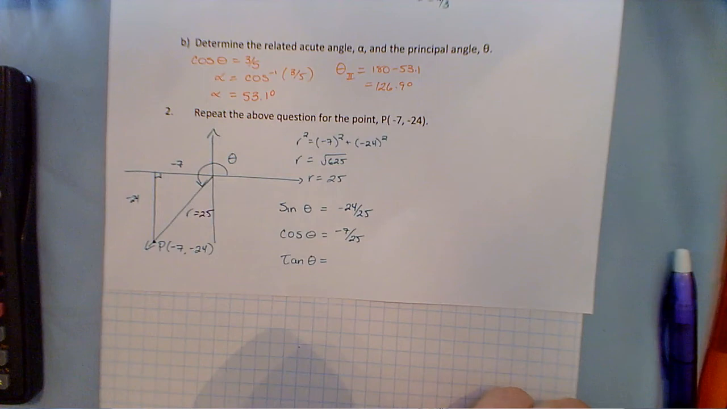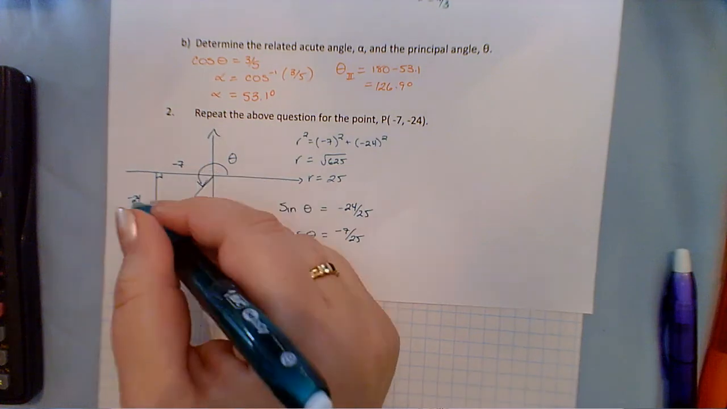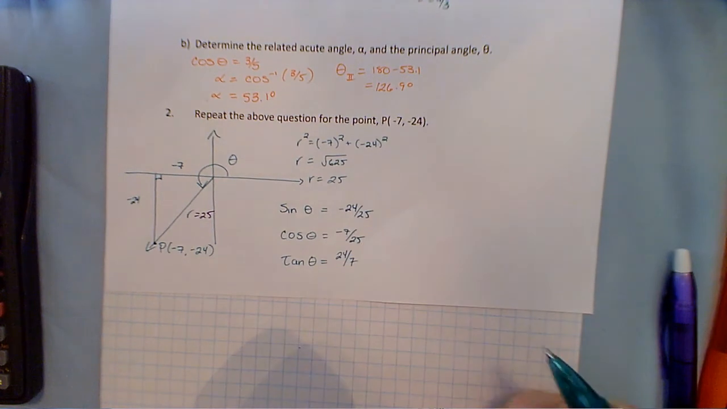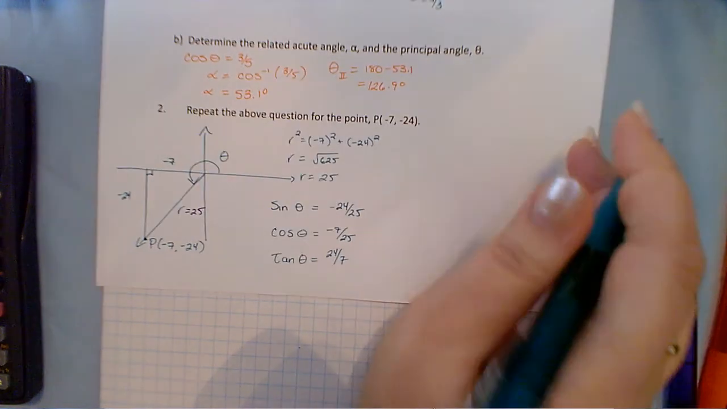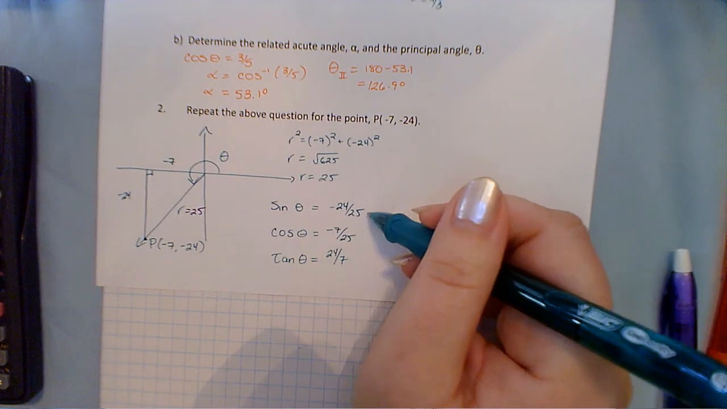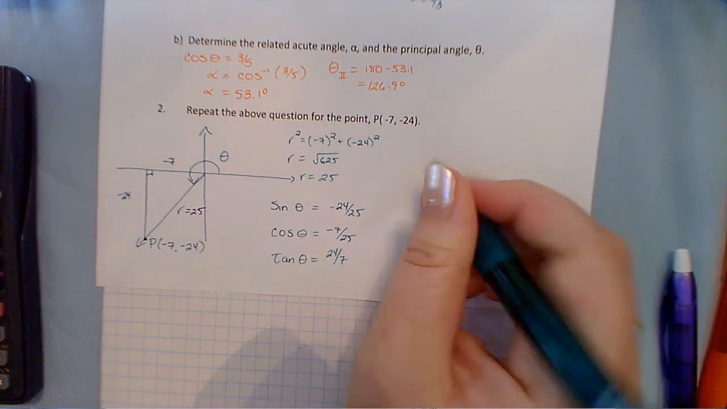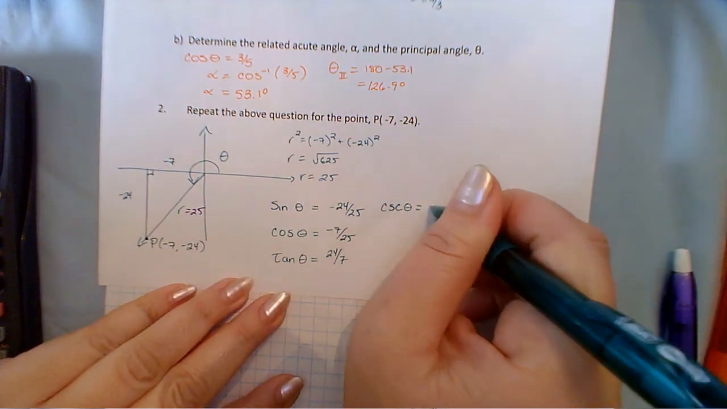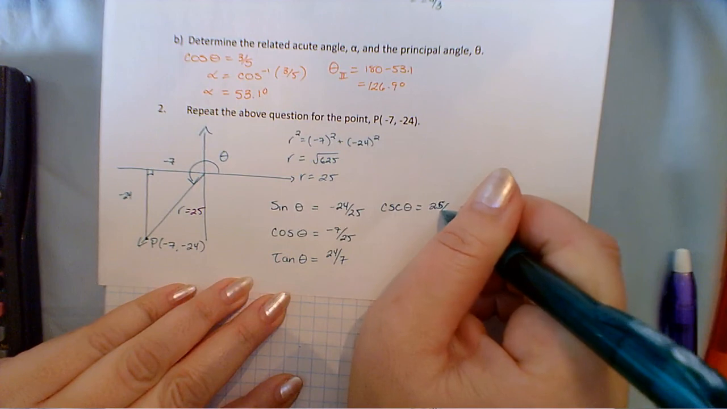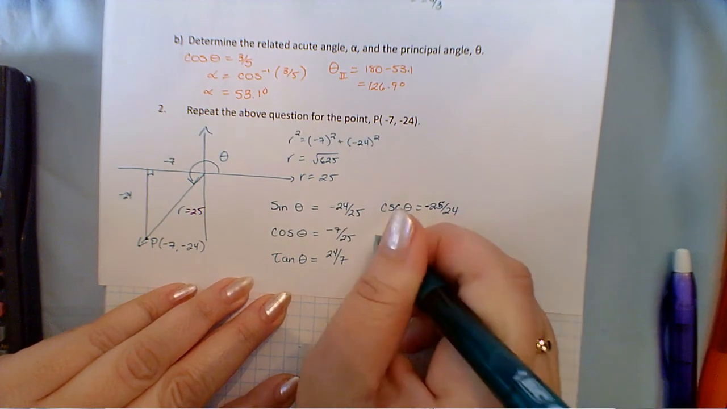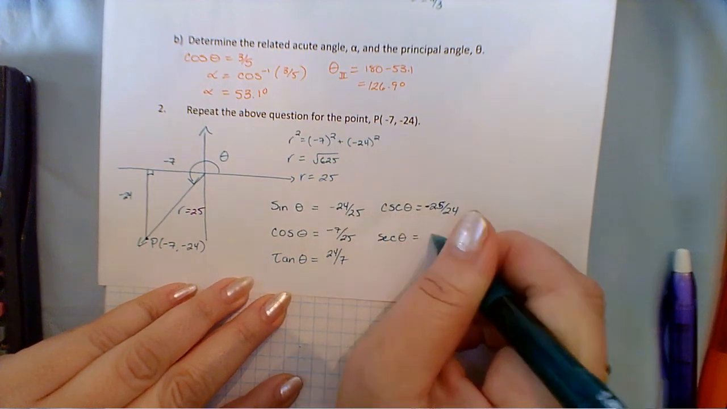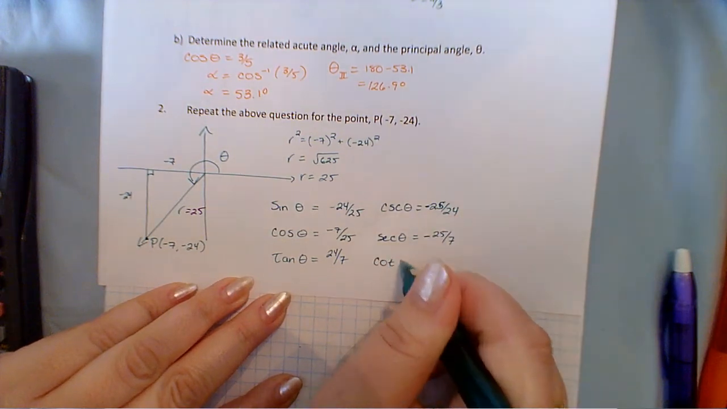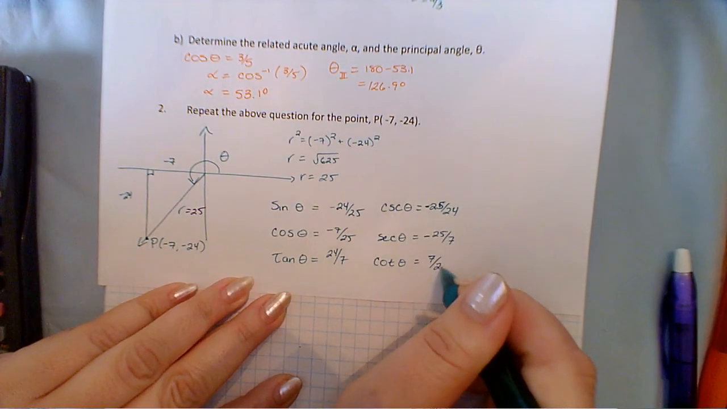The slope of this line is positive. So opposite over adjacent, 24 over 7. Negative over negative makes positive. And again, you can flip these to get the, reciprocate them to get the cosecant, secant, and cotangent ratios. So again, cosecant is 25 over 24, still negative. Secant is 25 over 7, still negative. And cot is 7 over 24, positive.